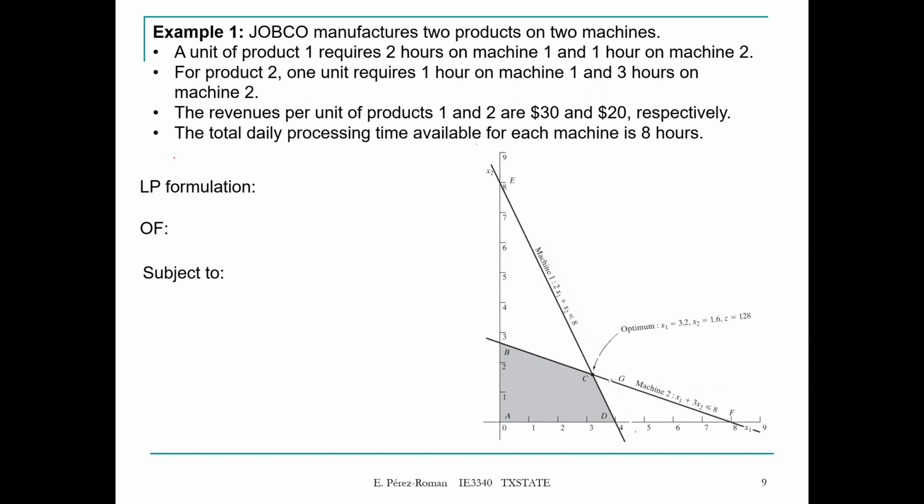So to formulate this problem, we can state our decision variables as xi, units produced of product i. The objective function is going to be based on the revenues. So we want to maximize that revenue. So maximize Z equals 30x1 plus 20x2.